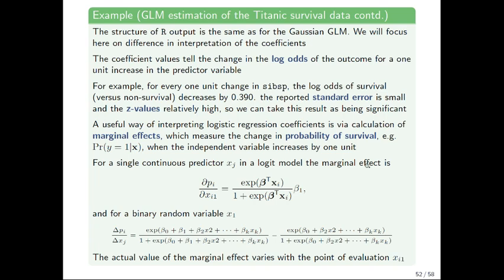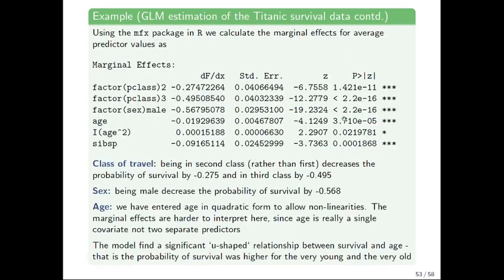The derivative of the probability with respect to the covariate, which involves the logistic density times the coefficient, in this form here. For a binary variable, the marginal effect is computed as a difference: the probability evaluated with the dummy variable switched on, minus the probability with it switched off. Note that the value of the marginal effect varies with the point of evaluation. Unlike in the linear model, there is no single constant effect. So using the mfx package in R, we calculate the marginal effects and average predictor values shown in the slide. Remember, the interpretation is now in terms of the probability of survival itself, not the log odds.